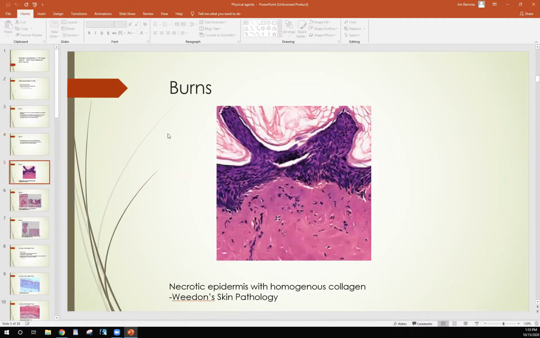So here's an image from Weedon that shows an example of a burn. We see some necrosis, some elongation, this kind of squiggly epidermal nuclei that we see in these burns. So this is involving the epidermis, but additionally, it's also involving the dermis. You have this sort of basophilic homogenization of the collagen.